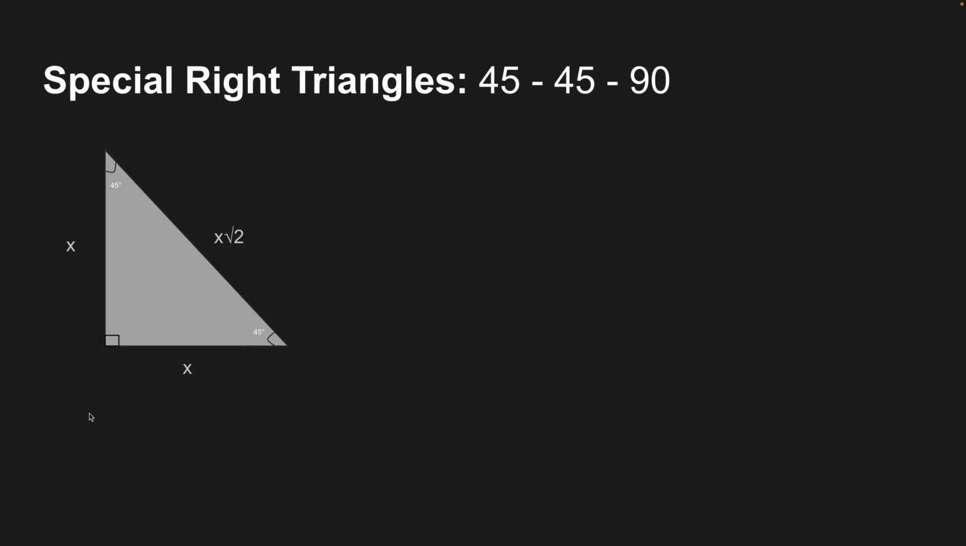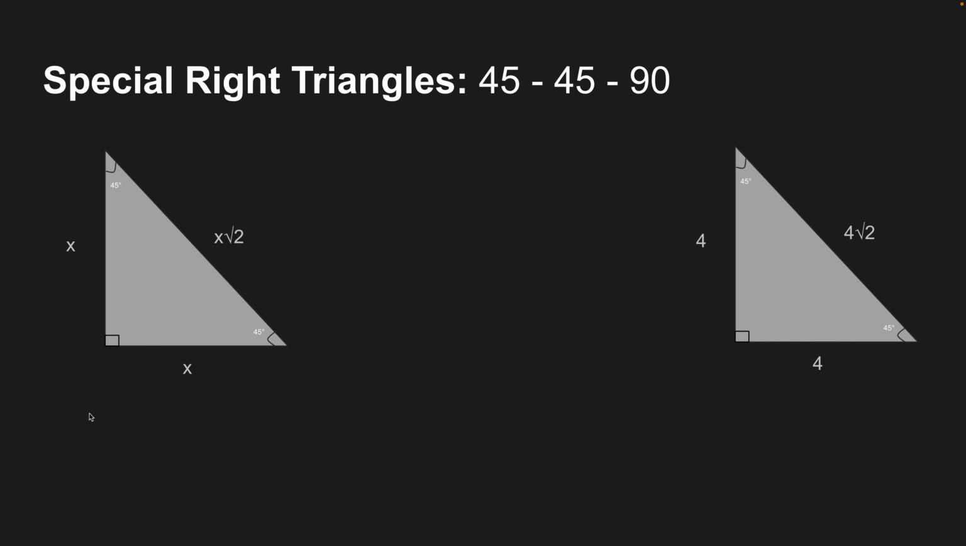There are two types of special right triangles, denoted by their angle measurements. The 45, 45, 90 right triangle is an isosceles right triangle with two 45-degree angles and a 90-degree angle. To find the hypotenuse for these special right triangles, all you have to do is multiply the leg length by the square root of 2. For example, if we have a 45, 45, 90 triangle and the leg is 4 units, the hypotenuse must be 4 times the square root of 2 units.